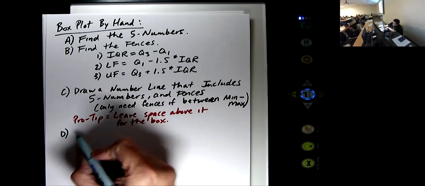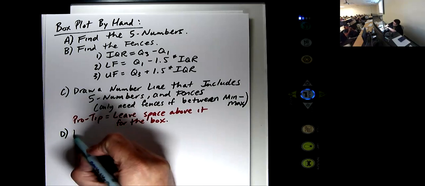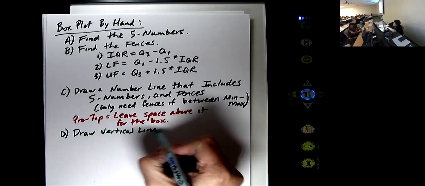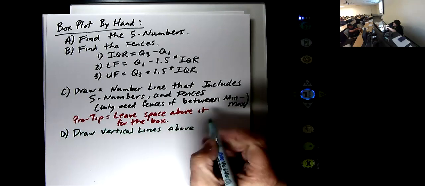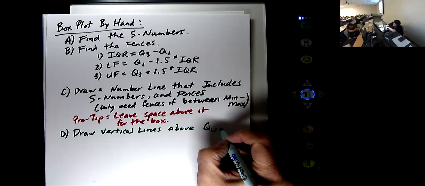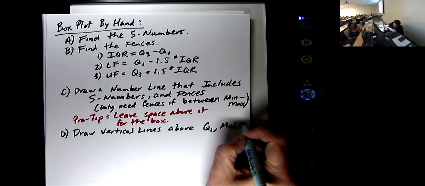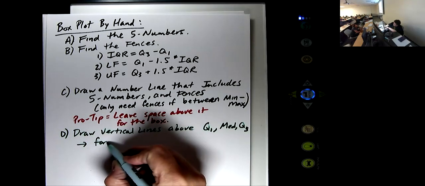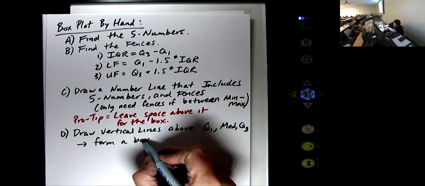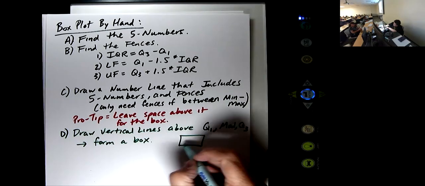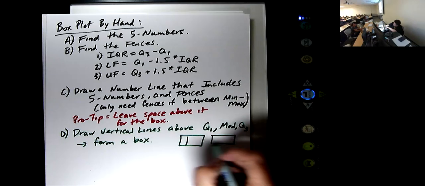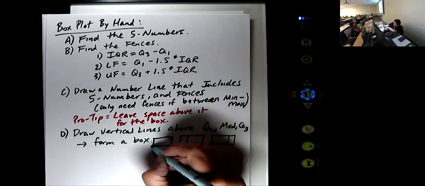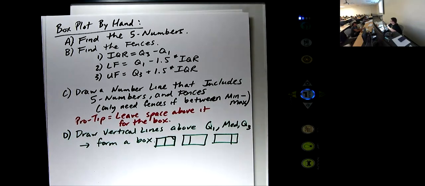All right, so now we're going to start drawing our box. We draw vertical lines above Q1, the median, and Q3, and we form a box out of them. It'll look something like that, or it might be where the bar is in the middle, off to the side, or you might even have the bar in the middle. But it'll look like some form of one of those.